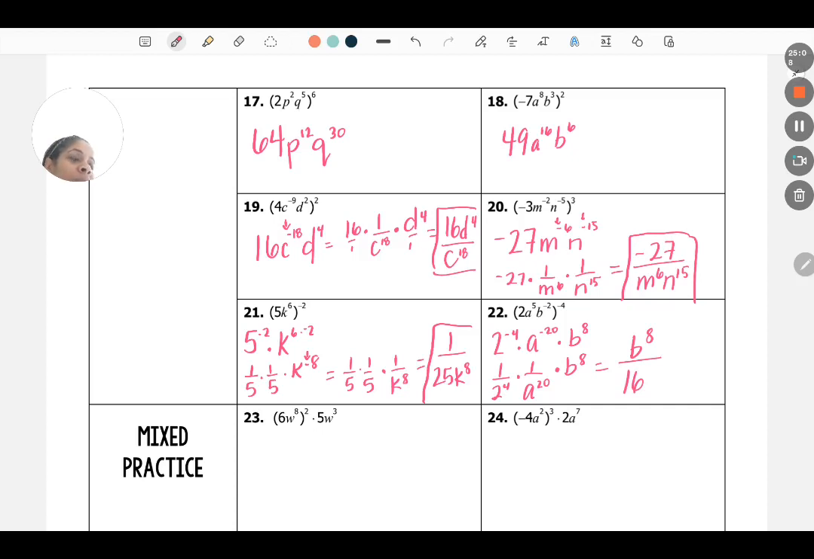And 2 to the 4th is 16, I said, right? 2 times 2 is 4. 4 times 2 is 8. 8 times 2 is 16. 16 a to the 20th. All right, sorry. Took me a minute.